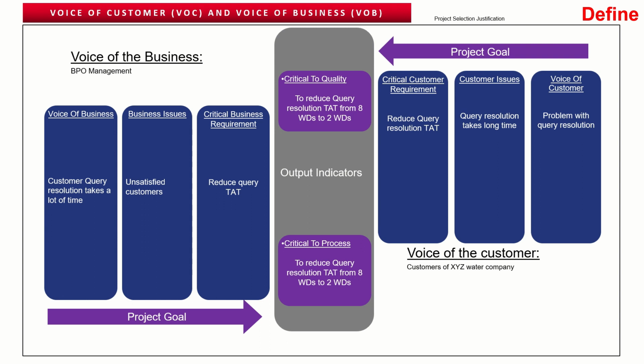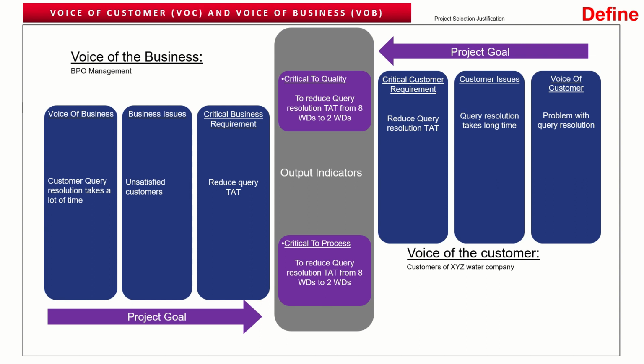When the team heard the voice of the business, the voice was that customer query resolution is taking a lot of time. So what was the business issue? They had unsatisfied customers, and the critical business requirement was to reduce the query turnaround time. And it gives us critical to process, which is also known as CTP. So the CTP for this particular business problem was to reduce the customer query resolution turnaround time from 8 working days to 2 working days.